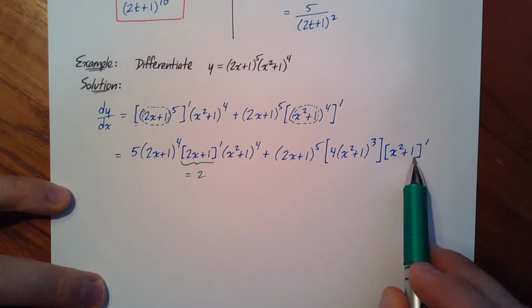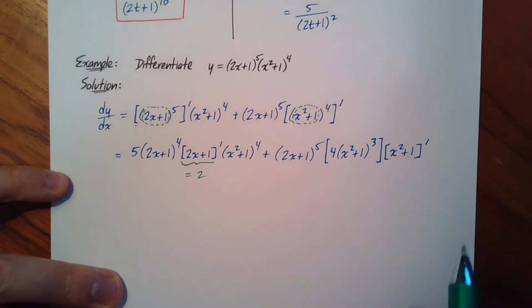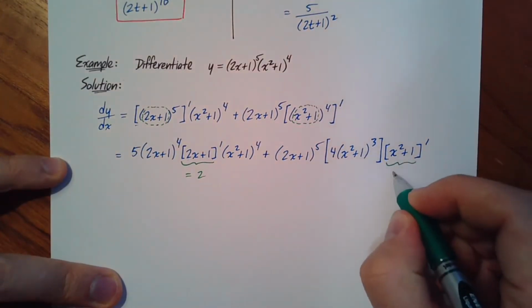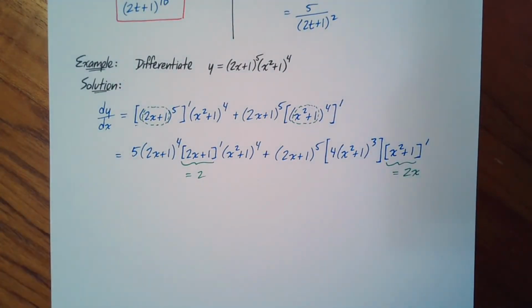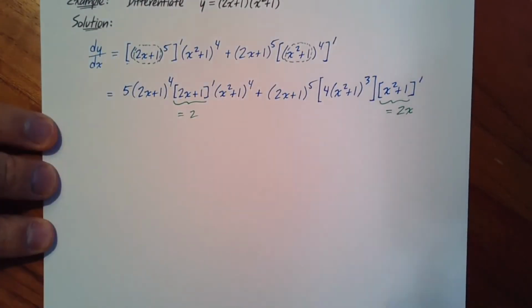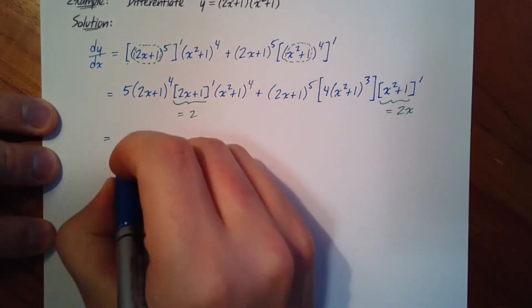Over here, x squared plus 1, that's the only other derivative. This is just a power rule application. So you're going to get this is equal to 2x. And that's the last of the derivatives. So now we can put everything together and see what we get. And we're going to get 5.